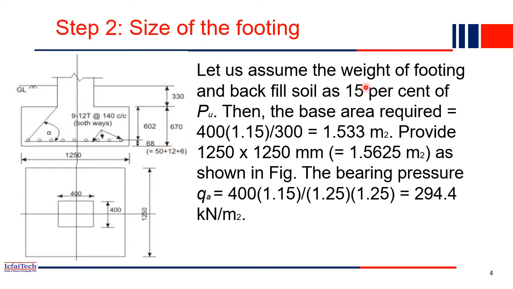Now let's assume the weight of the footing. The weight of the footing will be this entire portion, which is concrete, plus the soil load. Here also some soil is there, so soil filling will be there. The weight of this soil also will be coming onto the footing, so that also we have to consider. So we assume the total weight of the footing and the backfill of the soil, which we approximately assume to be 15% of the PU. The total load is coming 600. So let's assume 15% of the PU is the backfill weight. Then the base area required.